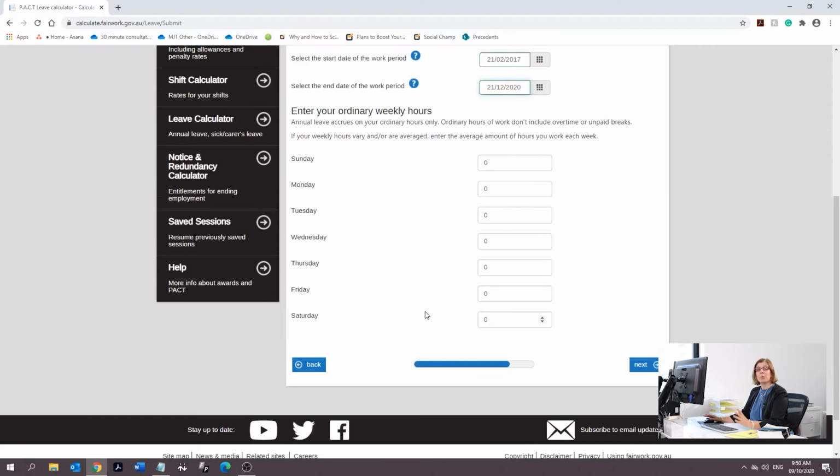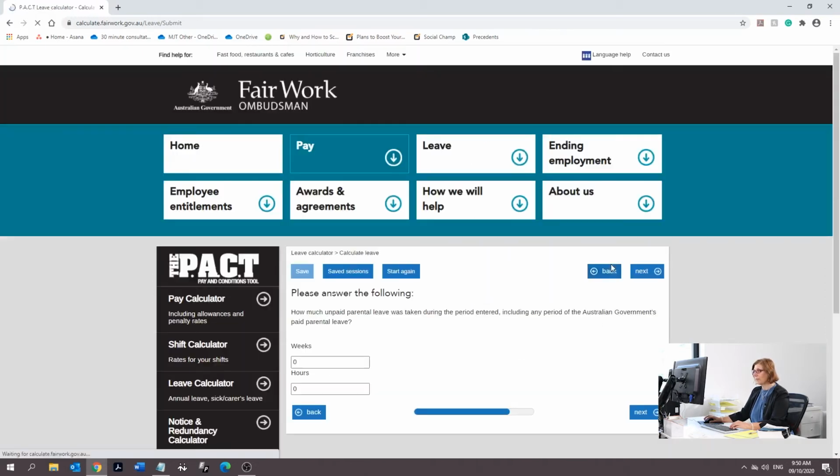Now, you're working Monday to Friday and your ordinary hours essentially are 7.6. That gets you a 38-hour week. You can see me type all this in. There's probably a quicker way to do that.